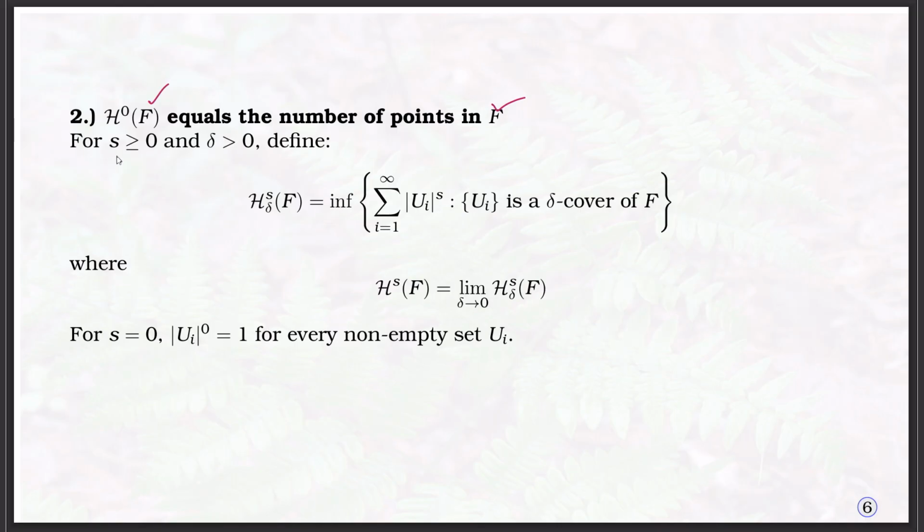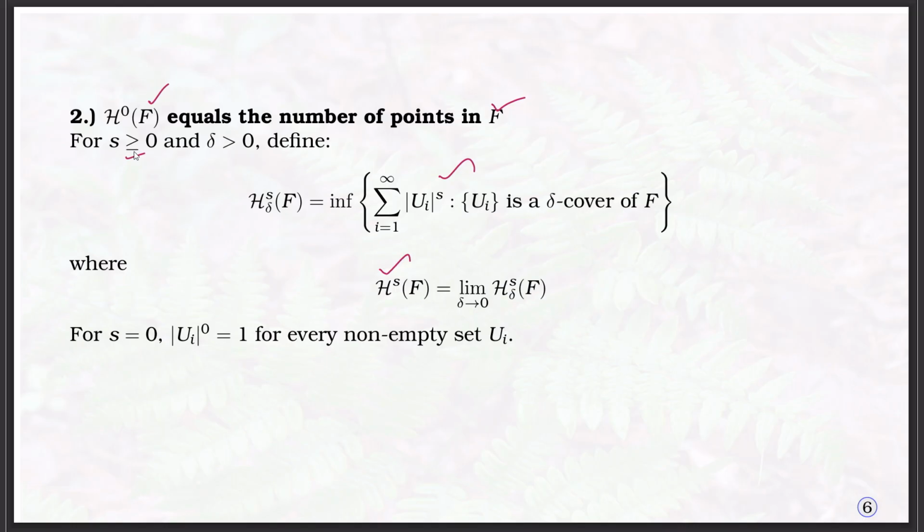Now for S greater than or equal to 0 and delta greater than 0, define H delta S of F as per the definition. If this delta tends to 0, then this will give the S dimensional Hausdorff measure of F.